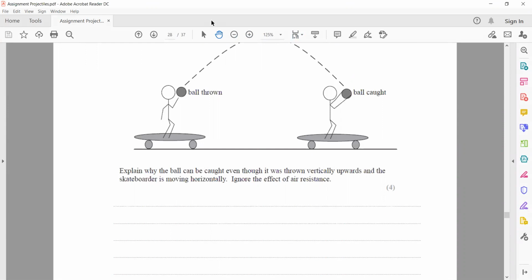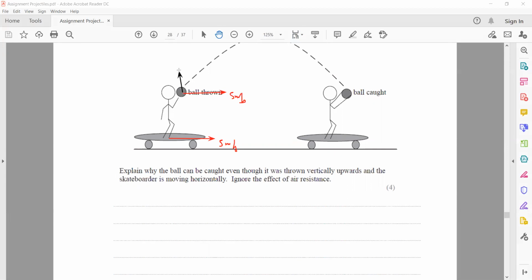Like for example, a person is there on a skateboard, he's moving, he throws the ball upward, but because he's having the horizontal component, when he tries to throw the ball upward, the ball will have both horizontal and vertical components. But what is the horizontal component of the ball? The horizontal component of the ball is same as the horizontal component of the skateboarder. Like for example, if the skateboard is moving with 5 meter per second, the ball horizontally also moves with 5 meter per second. But what about the vertical motion?